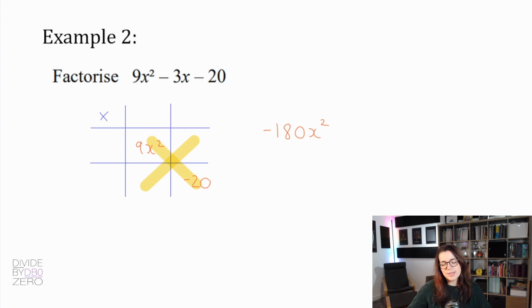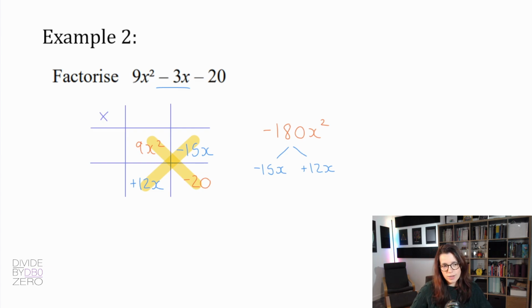So we want two numbers that multiply to give negative 180, but at the same time add to give negative 3. Might take you a little bit of thinking time, but you'll get there. Minus 15x plus 12x. Stick those in the grid. Again, in either order is fine. And then factorise. So I'm going to do the first column this time.